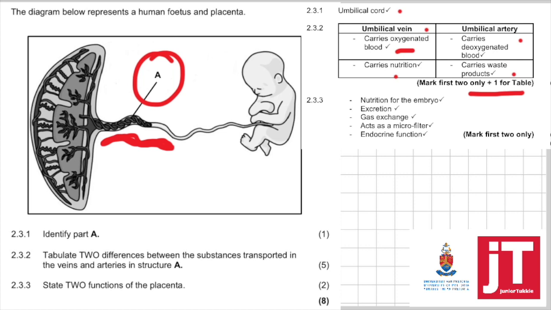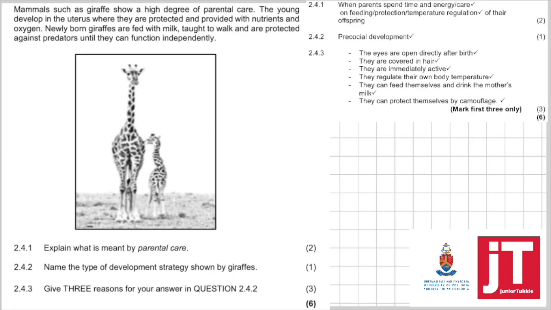2.3.3. State two functions of the placenta. Here you could have said provides nutrition for the embryo, plays a role in excretion, gas exchange, acts as a microfilter, and plays a role as an endocrine gland. Right. 2.4. Mammals such as a giraffe show a high degree of parental care. The young develop in the uterus where they are protected and provided with nutrients and oxygen. Newly born giraffes are fed with milk, taught to walk and are protected against predators until they function independently.